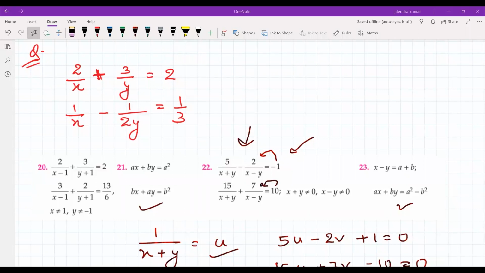The tests will happen on this S2S classes app. You need to message on that number I have shared. Okay, you just message on that number, they will share all the details with you.